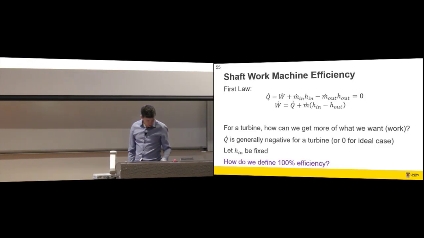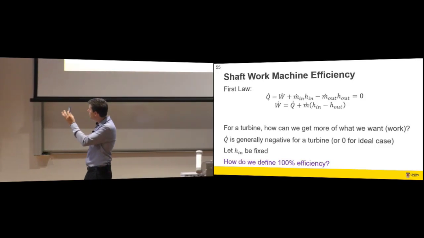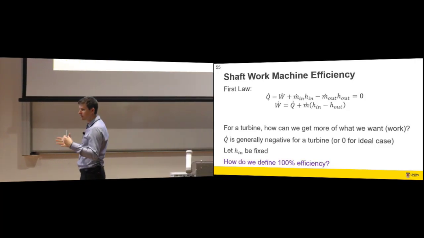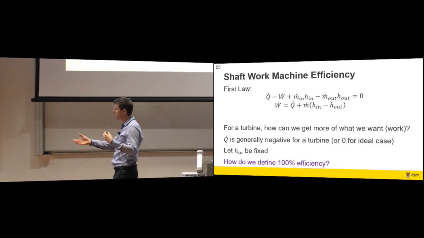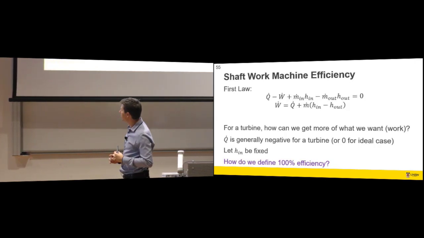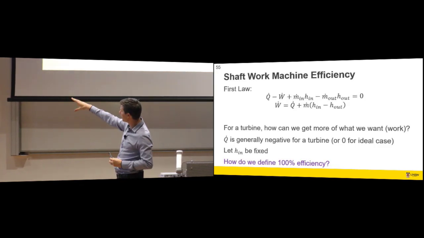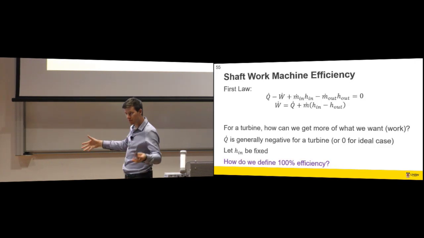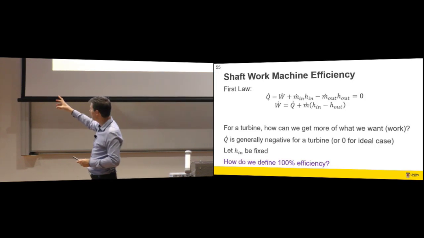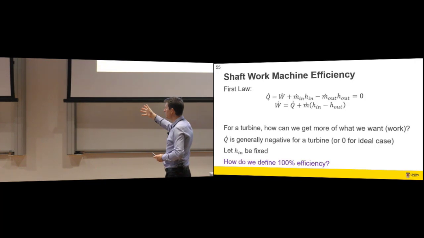If you said Q was either zero, adiabatic, no heat flow, or negative by some amount. So typically you lose heat from a turbine. Let's think about turbines first. They're a bit simpler. Typically you lose heat from a turbine because the turbine is hot. So the Q term is either going to be zero or slightly negative. Your mass flow is going to be defined by your system. And say you've got a fixed enthalpy in, so let H in be fixed, all right? So how do we define 100% efficiency for the turbine?